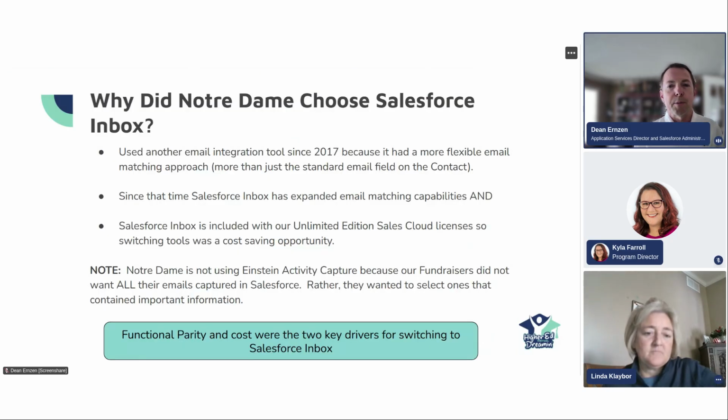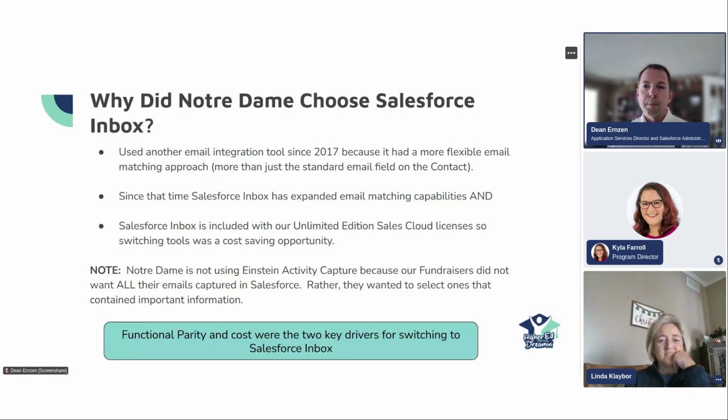In 2017, Notre Dame selected a different Gmail integration tool because Salesforce Inbox's matching was limited to the standard contact email field. Since we use multiple custom email fields to track business, personal addresses, other emails, we needed a more robust matching process. Over time, Salesforce Inbox did add this, and we also learned that Inbox was included with our unlimited edition licenses, so switching to Inbox was also an important cost savings opportunity for us. We did opt against Einstein activity capture because our fundraisers prefer to selectively log important emails rather than capturing everything automatically.